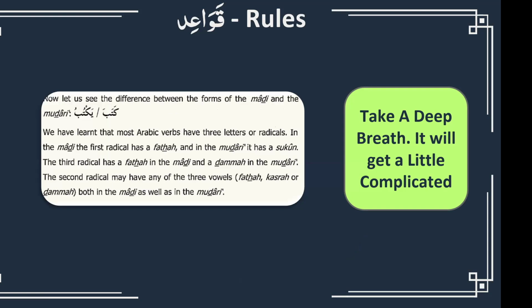And in the mudari, it has a sukoon. You'll see how it will actually be. The first letter has a sukoon. The third radical has a fatha in the madi and a dhamma in the mudari. The second radical may have any of the three vowels: fatha, kasra, or dhamma. And that's why you were seeing AI, AU, AA, at the end of those letters. We will learn this in a second, so don't get worried.